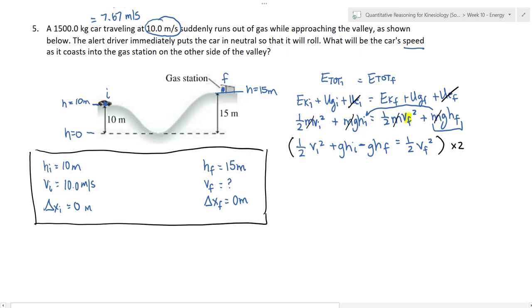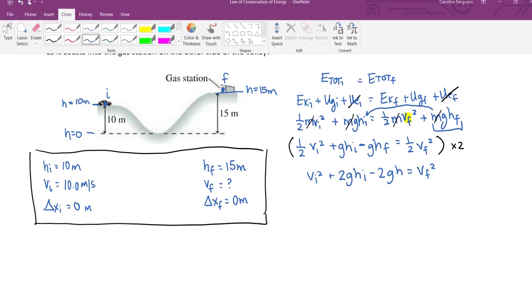So 1/2 times 2 is just 1 V initial squared, and then I'm going to multiply GHI times 2, so I have 2 GHI. GHF is being multiplied by 2, so I have 2 GHF equals, and the half is getting multiplied by 2, so I have V final squared. So it just makes the equation a little bit simpler. Now I just need to get rid of that squared, so I'm going to square root both sides.